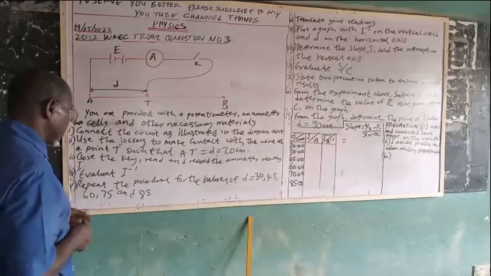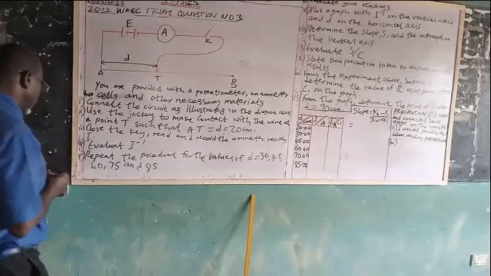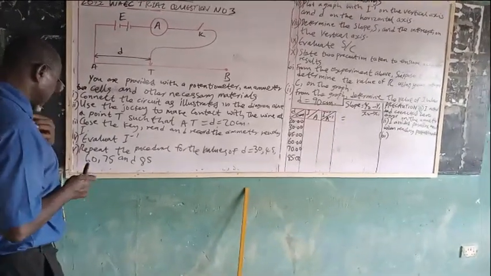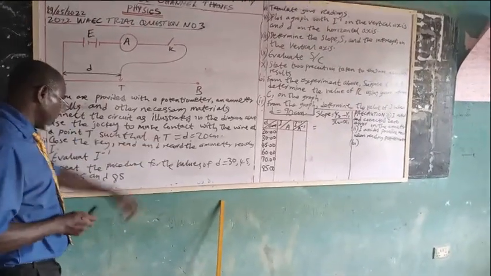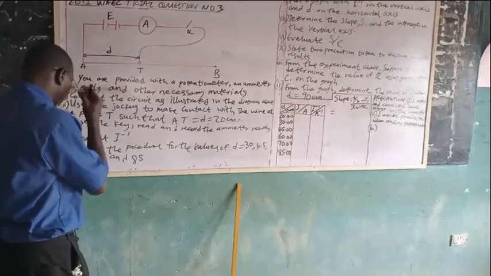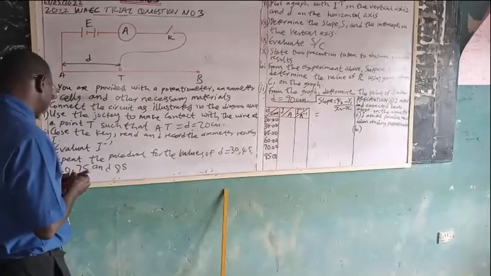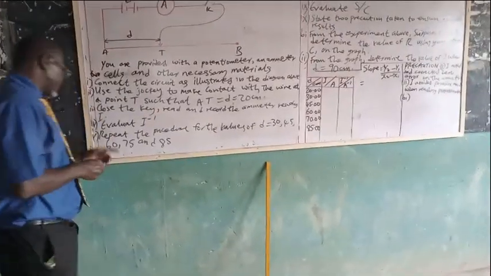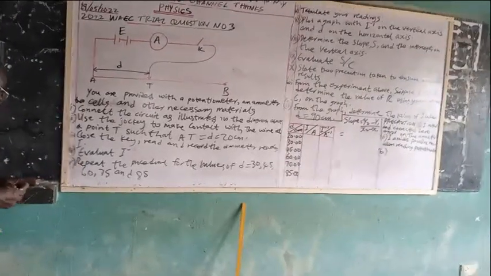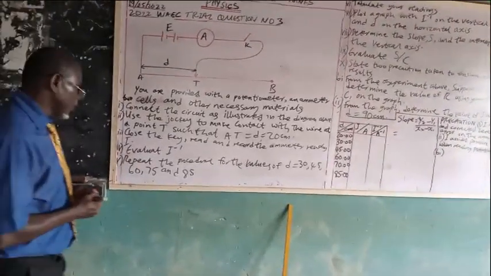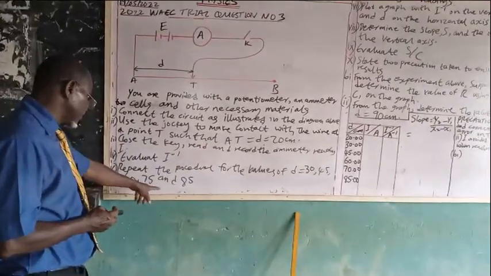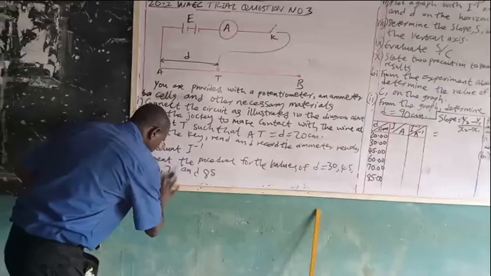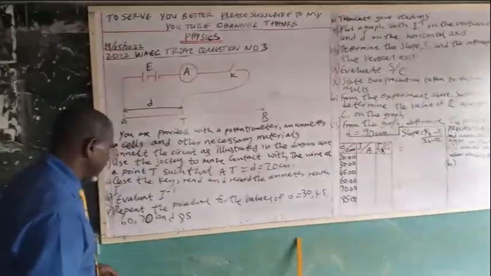1. Connect the circuit as illustrated in the diagram above. Use the jockey to make contact with the wire at the point T, such that AT is equal to D is equal to 20 cm. Close the key, read and record the ammeter reading I. Evaluate I inverse. Repeat the procedure for values of D equal to 30, 45, 60, 70, and 85 centimeters.